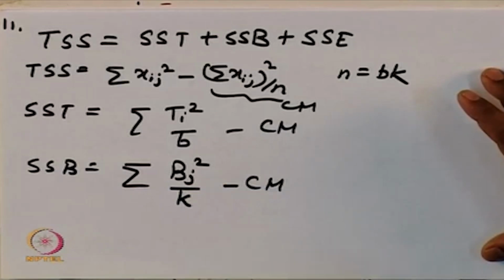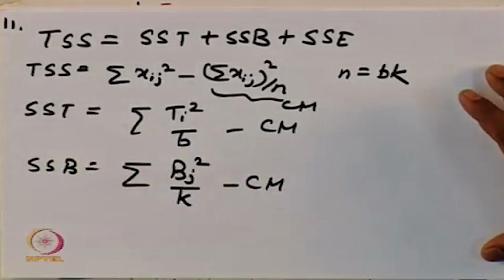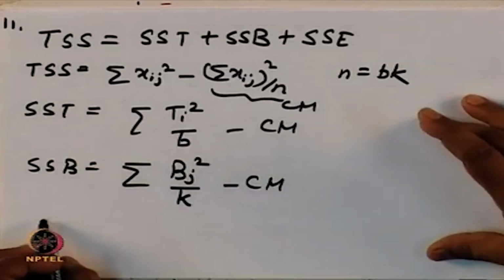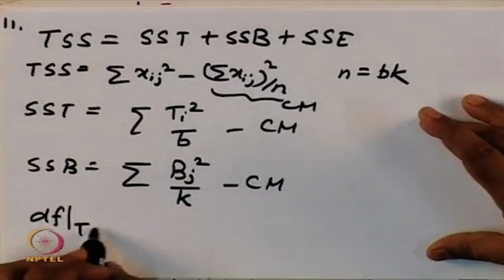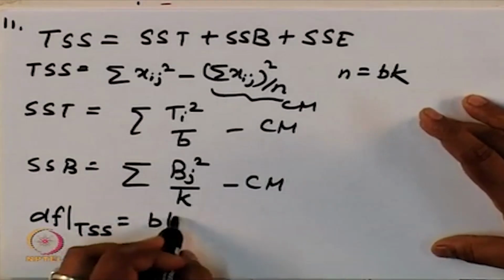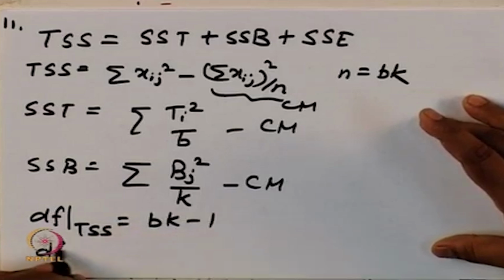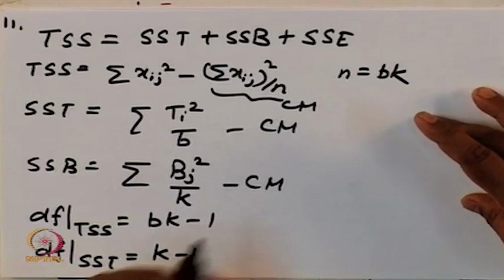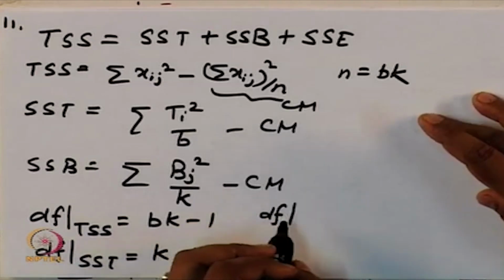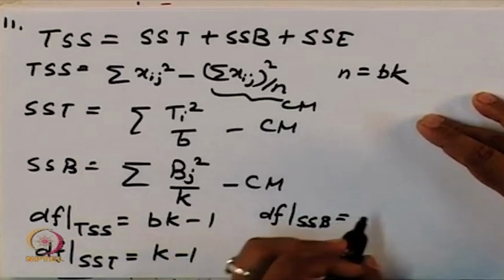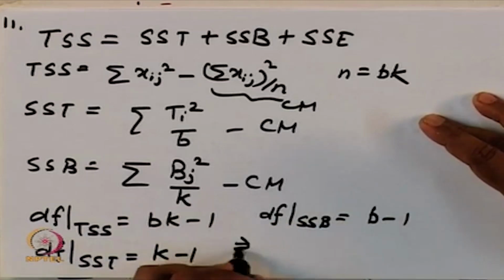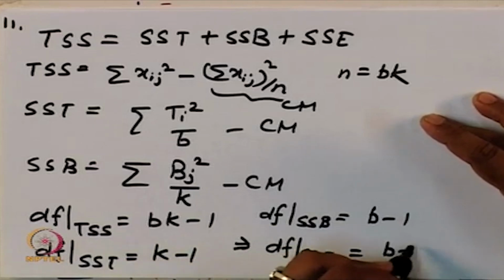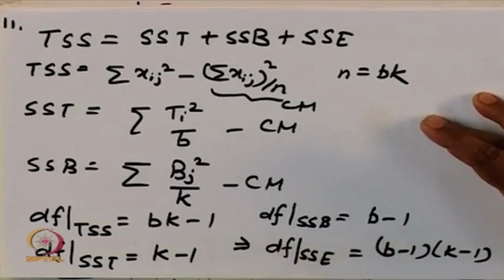Okay. So, SSB becomes the sum of Bj square minus Cm. The degrees of freedom for TSS is equal to b times k minus 1. The degrees of freedom of SST is equal to k minus 1, and the degrees of freedom of SSB is equal to b minus 1. This would imply that df of SSE is b minus 1 times k minus 1.